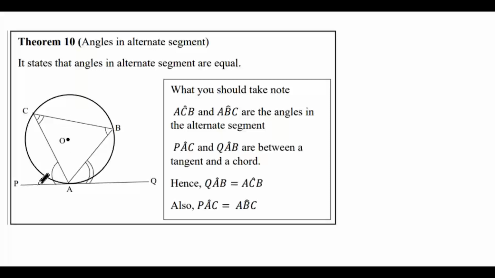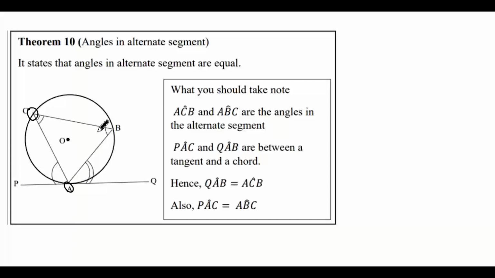We have angle PAC. This particular angle is between a tangent and a chord. So that means the angle that will be in the alternate segment must have its base come from this chord, that is from here and here, because this is the chord we are looking into. So this angle and this angle are in alternate segments and they will be equal.